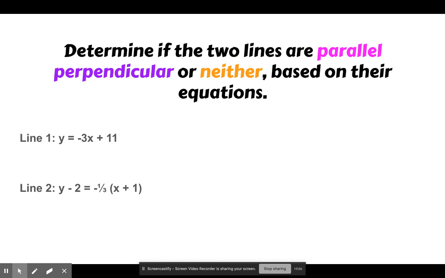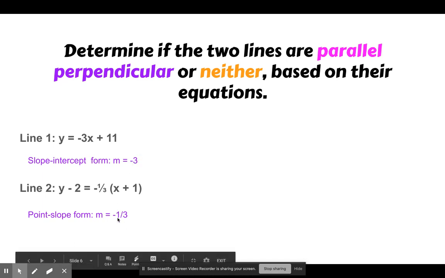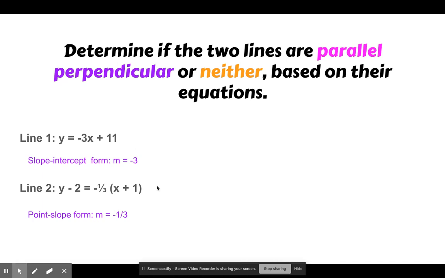By now, you should have mastered this, and you should see that the first equation has a slope of negative 3, and the next equation has a slope of negative 1/3. And so, gotta be careful. These lines are neither parallel nor perpendicular. It almost looks like they are perpendicular, but remember, if they are perpendicular, they have to be opposite and reciprocal. These are only reciprocals, but they are not opposite. They are both negative. So these would be neither.